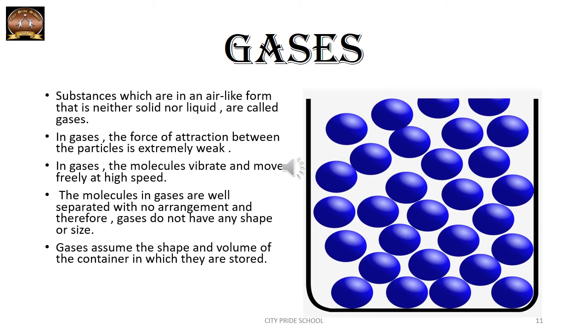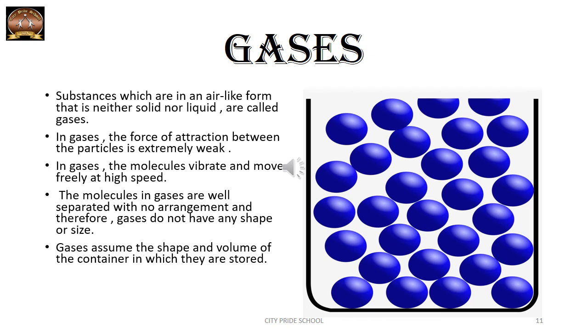Again, in this slide, the blue balls represent the molecules, and in case of gases, the molecules are well separated. That means there is a lot of distance between them with no arrangement, and the force of attraction between these molecules will be extremely weak. Because of this kind of arrangement, the molecules can vibrate freely at high speed.